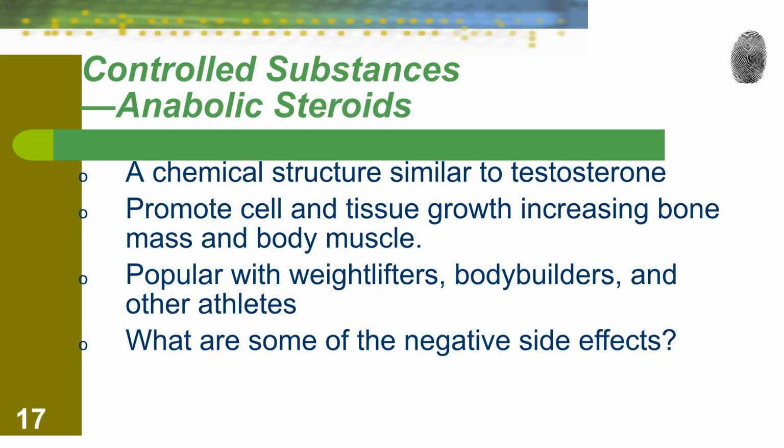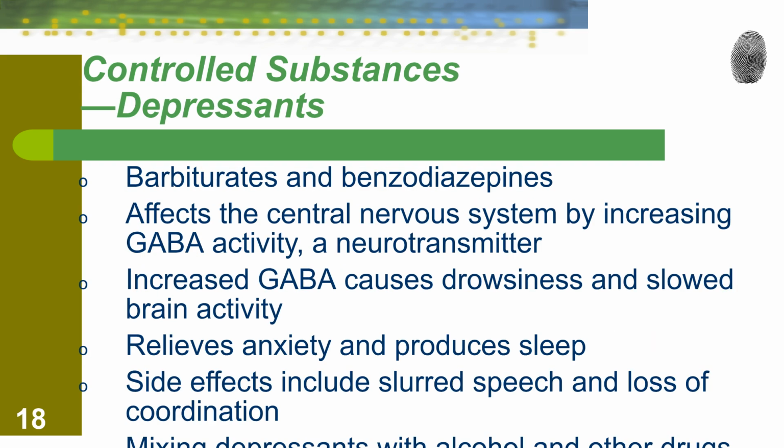Anabolic steroids have a structure similar to testosterone, promoting cell and tissue growth. They are popular among athletes and can increase bone mass and muscle. Possible negative side effects include stunted growth, infertility, and blood clots. Depressants like barbiturates and benzodiazepines slow the central nervous system by increasing GABA activity, which relieves anxiety and induces sleep. Side effects include slurred speech, loss of coordination, and increased risks when mixed with alcohol.